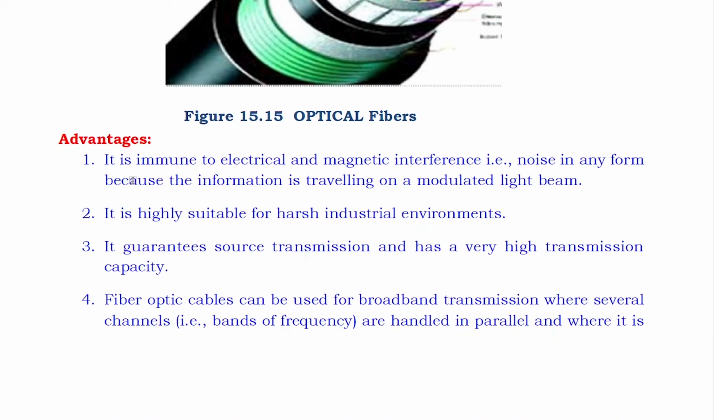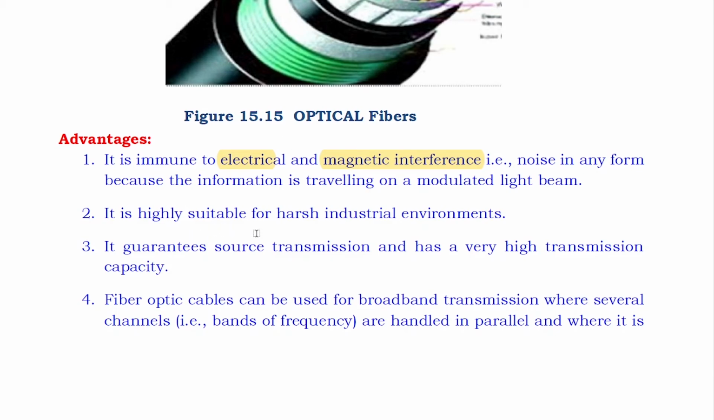So this is something about optical fibers, and there are some advantages, so let us learn what the advantages are. It is immune to electrical and magnetic interference. The information is traveling on the modulated light beam, so there is no noise from electrical and magnetic interferences. We do not get disturbance because the data is transmitted in the form of light signals.